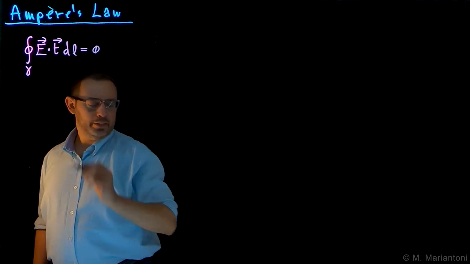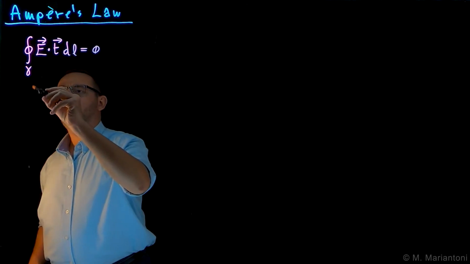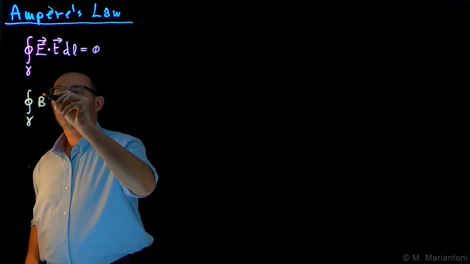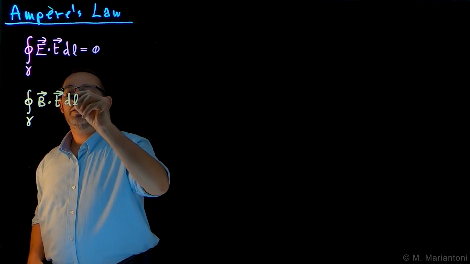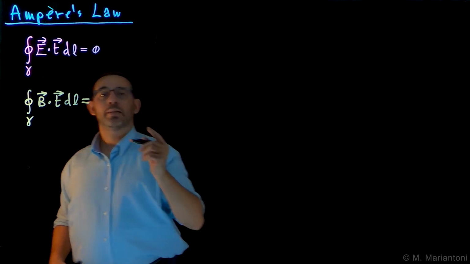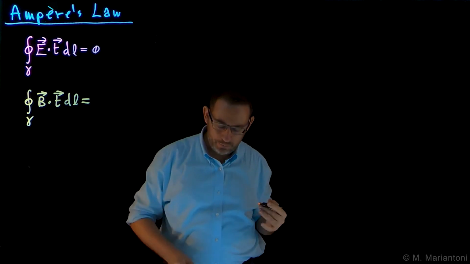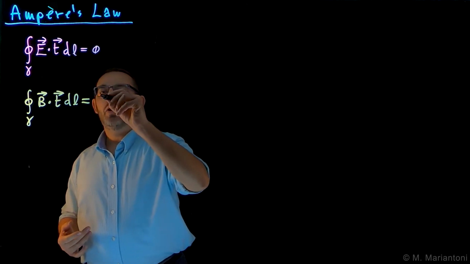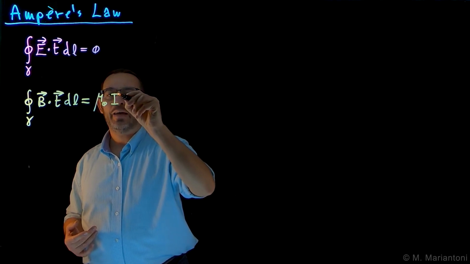In fact, in the case of the magnetic field, we have that the circulation along any closed line gamma of B dot dl is different from 0, which means B is non-irrotational and, more in general, non-conservative. And what do we have on the right hand side here? We have a constant mu naught, which is called the magnetic constant, times a current I.